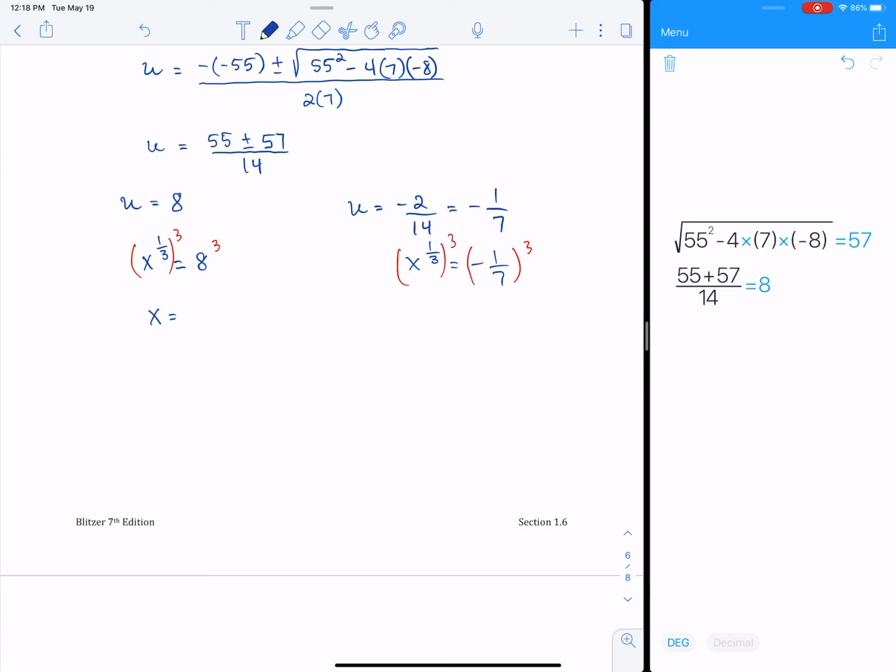x is 8 to the third. 8 cubed is equal to 512. So that's one of the solutions. And the other solution is going to be negative 1/7 powered by 3. So 7 powered by 3, it's negative 1/343. Two solutions. With this, I'm concluding this lesson.